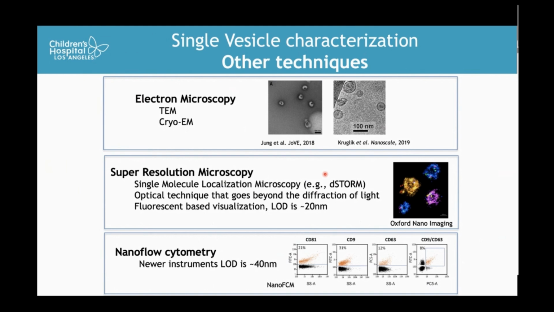This one is an optical technique that goes beyond the diffraction of light. So it's an indirect visualization with fluorescent tags, but allows a limit of detection of about 20 nanometers. So we can actually start seeing the structure in a type of instrument that's a lot cheaper than an electron microscope. Finally, nanoflow cytometry. There are newer instruments that have a limit of detection of about 40 nanometers or less. So now, just in the past few years, flow cytometry is becoming more and more common and a lot more accessible for the detection of EVs.